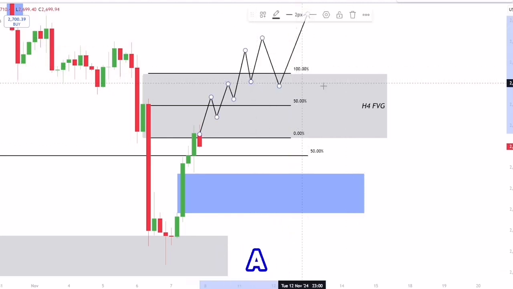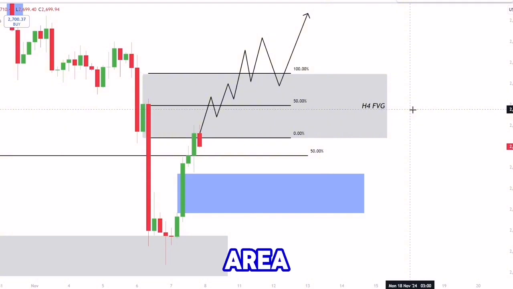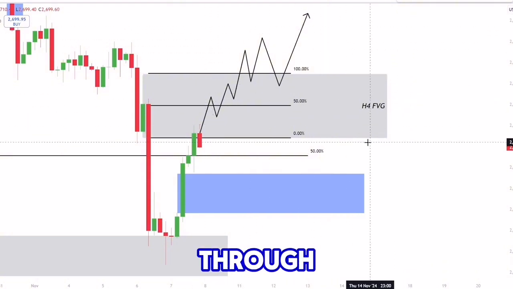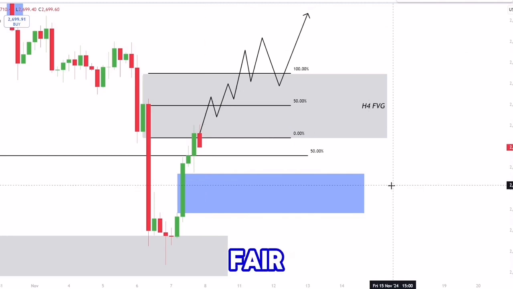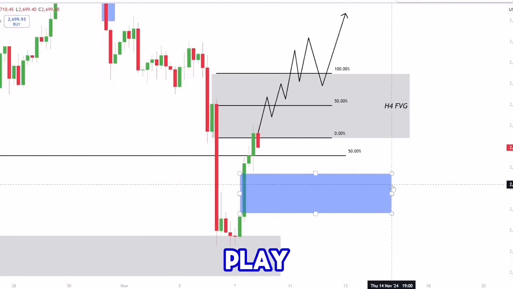This is also part of a higher time frame bias. If we get to an area of supply or a 4-hour POI and we see price breaking through, you then need to bring in liquidity and also fair value gaps and a deeper premium into play.